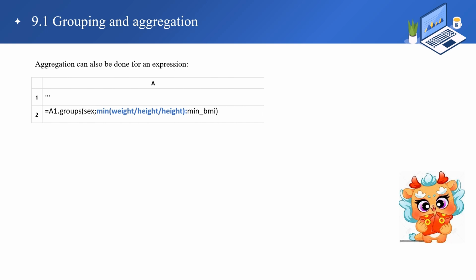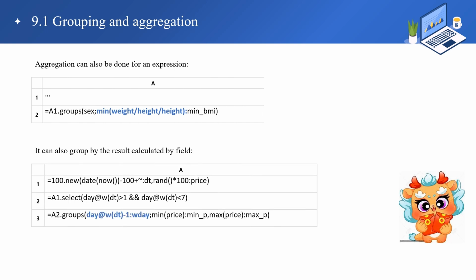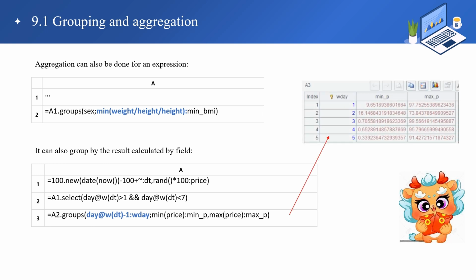Aggregation can also be done for an expression. It is not necessarily to do grouping by field, but also by the result calculated by field. Group and aggregate the stock data and calculate the highest and lowest stock prices of all Mondays, Tuesdays through Fridays. The calculation results are 5 records, weekends have been excluded.